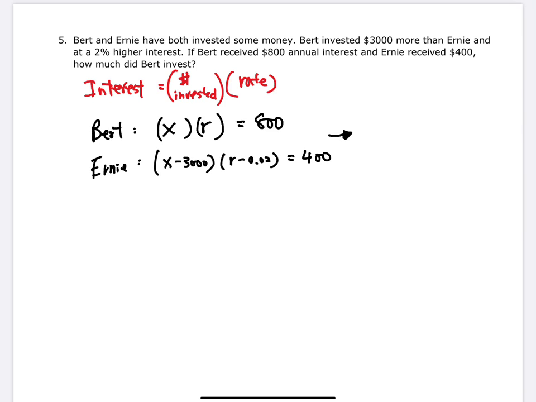I am going to solve for R. Alright, sorry, I had to step away for a little bit. Okay, go back. Solve for R.